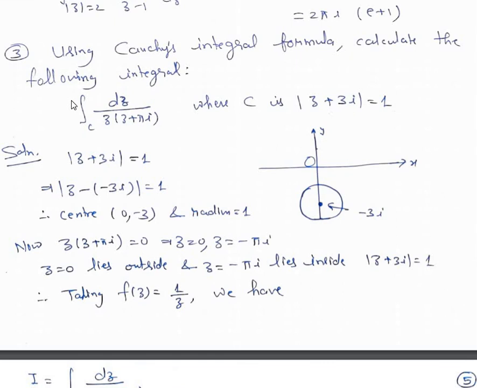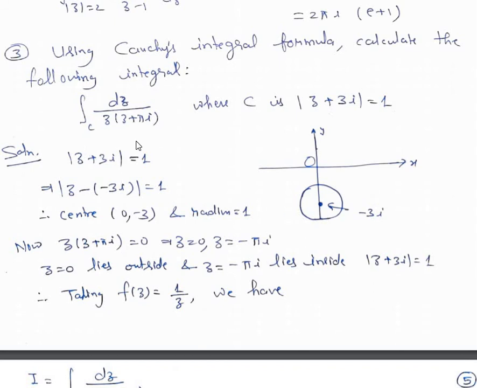Third example. Using Cauchy's integral formula, calculate the following integral: integral over c of dz upon z into (z plus pi i), where c is the contour circle |z + 3i| = 1. Now because |z + 3i| = 1, this can be written as |z minus (minus 3i)| = 1. So this is a circle with center at (0, minus 3) and radius 1.